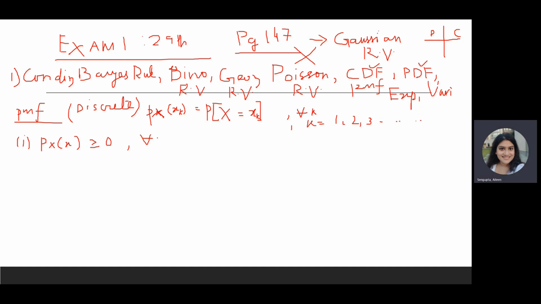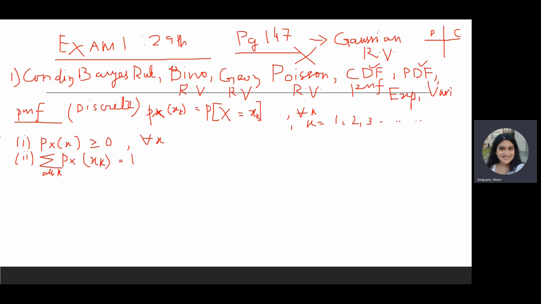For all x, okay? That's the first property. What is the second property? The second property is that if you sum all your PMF, so sometimes it's written like this, over all k. And what does all k really mean? It is the probability P of x. If you take the summation of all your PMFs, that turns out to 1.